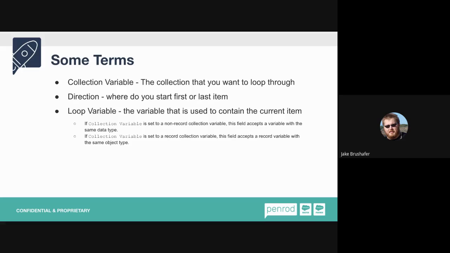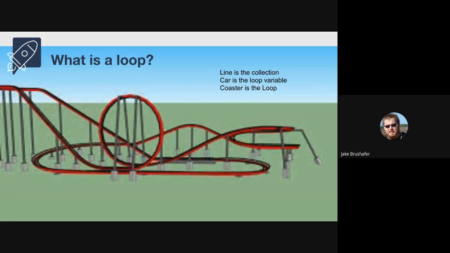If the collection variable is set to a non-record collection variable, the field accepts a variable with the same data type. So you can build a loop with just fields if you really want to, or in this example, it's a loop collection of records, so we're looping through actual records. That field accepts a record variable with the same object type. Luckily for us, with the new flows, we don't have to get really crazy on how to build them out. So what is a loop?